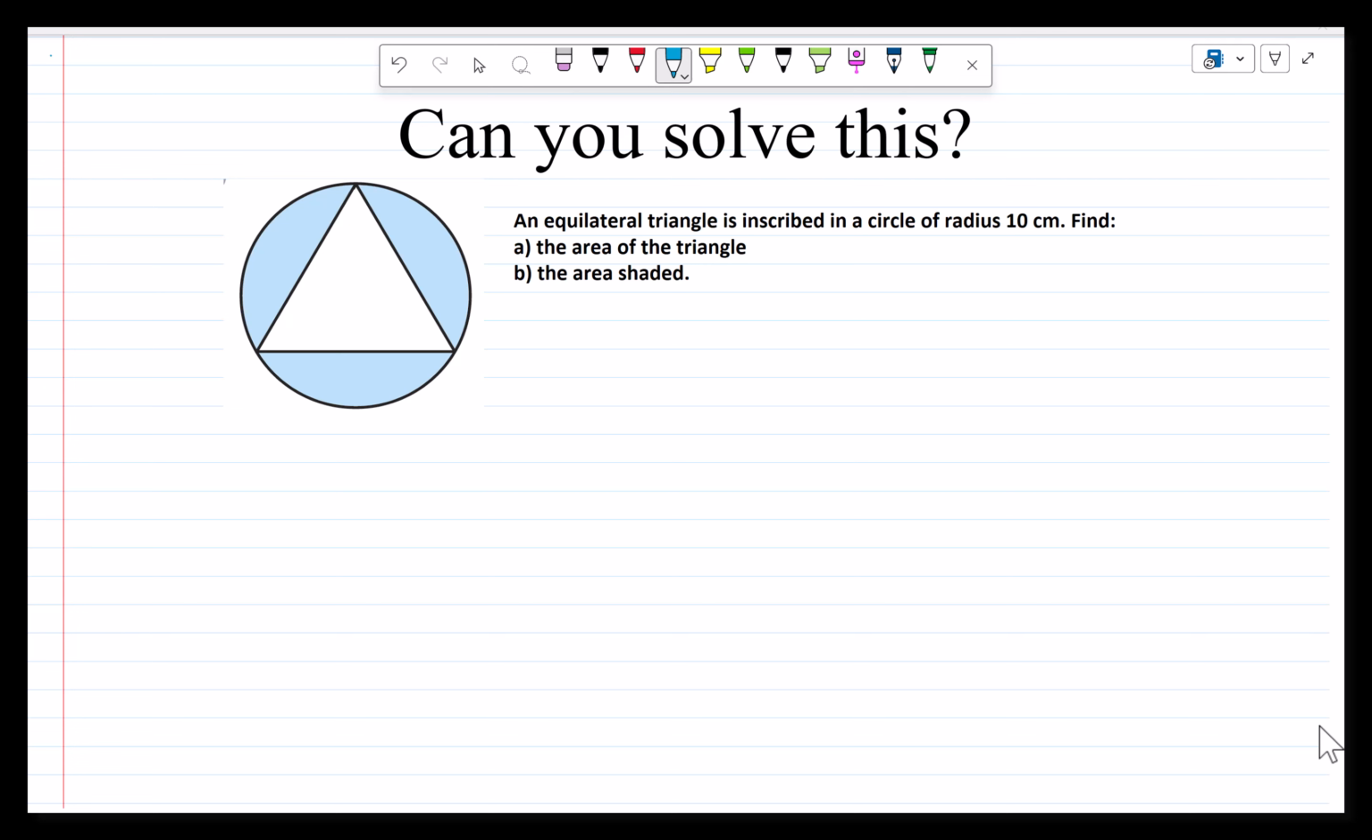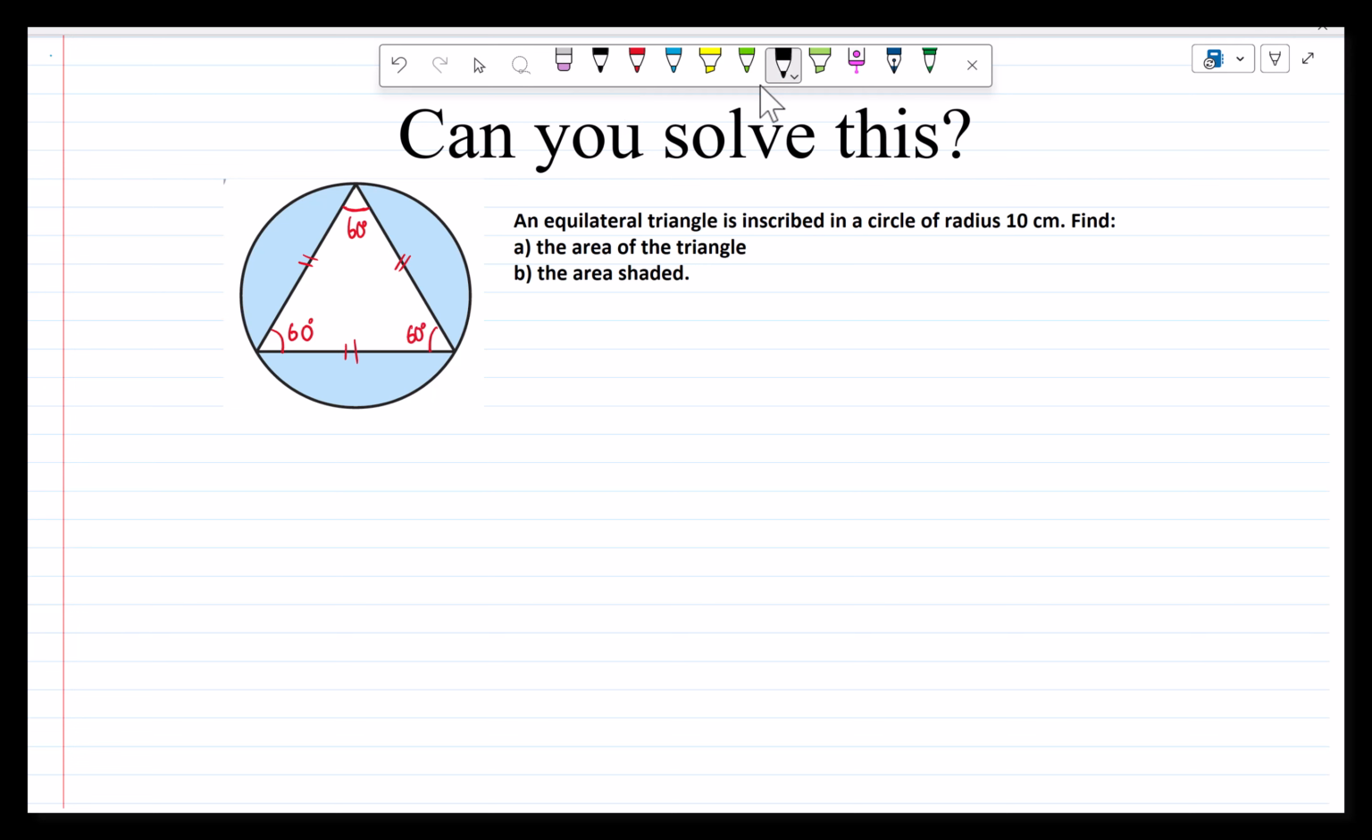We are going to start with part A, finding the area of the triangle. The term equilateral means that the sides of the triangle are equal. When you look at this diagram, this side, this side, and this side are all equal, and each angle within this triangle is equal to 60 degrees because the angles in a triangle add up to 180 degrees. So that is 60 degrees, and this also becomes 60 degrees.